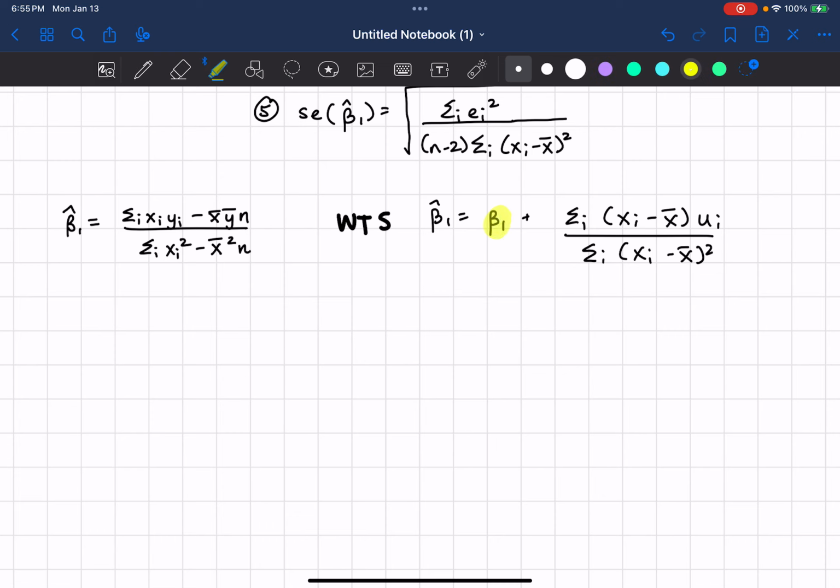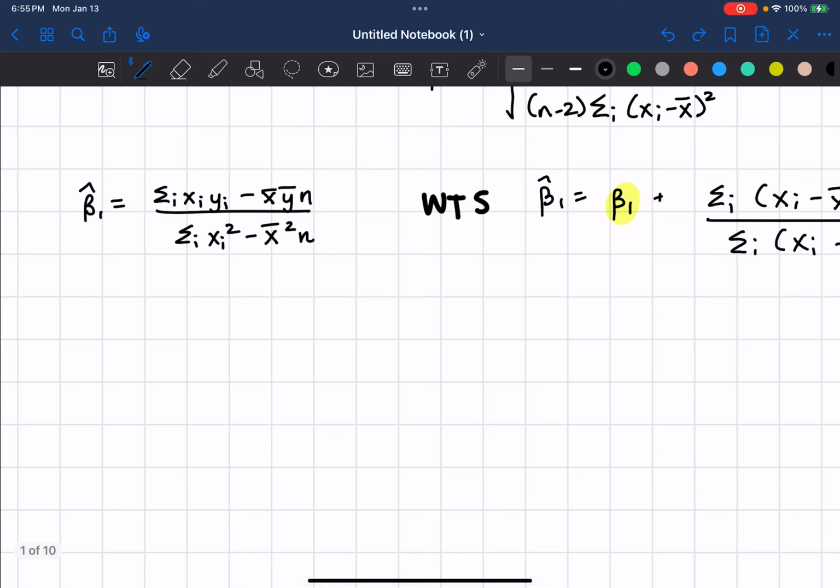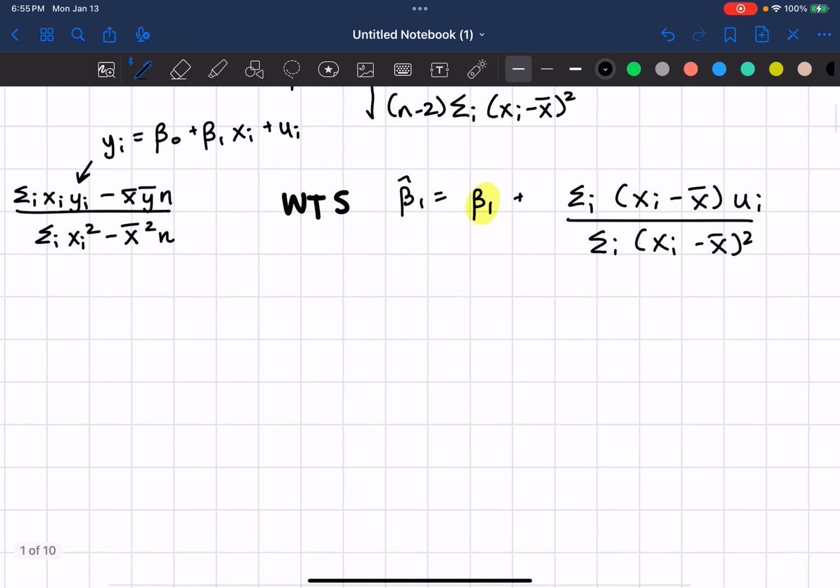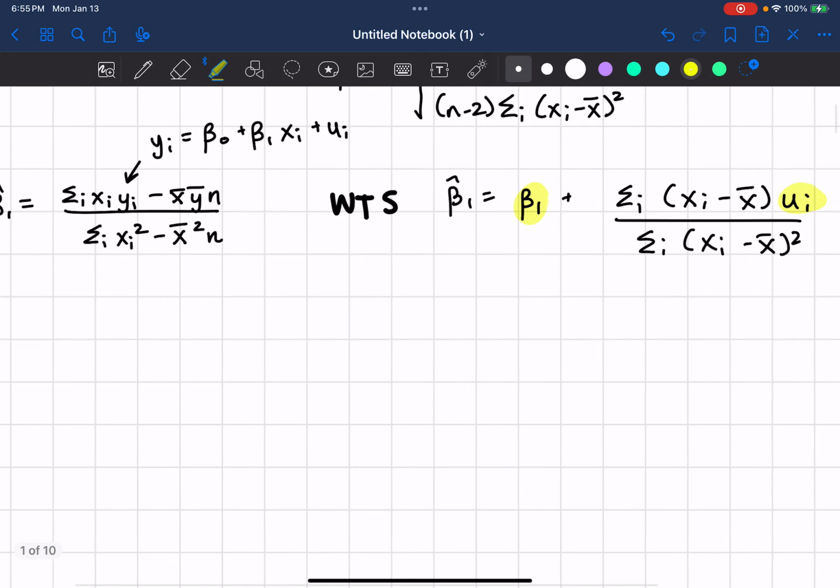So notice beta 1 is in this equation and beta 1 is not in this equation. So I need to find a way to introduce beta 1 here. Of course, beta 1 is the true relationship between x and y. Beta 1 hat is our estimate. So the way I'm going to introduce beta 1 here is I'm going to use yi. Yi, the true data generating process, we assume, is beta naught plus beta 1 xi plus ui. So that'll help get beta 1 in the equation, along with ui, and we need both of those.